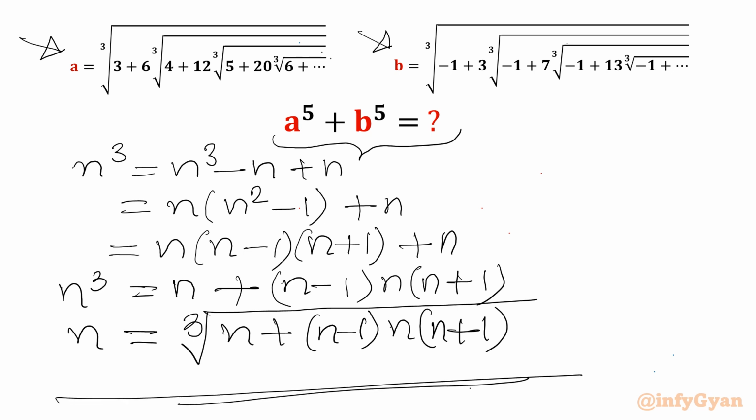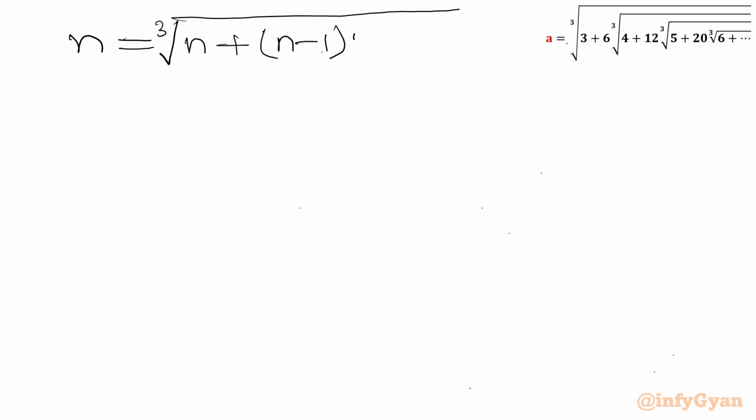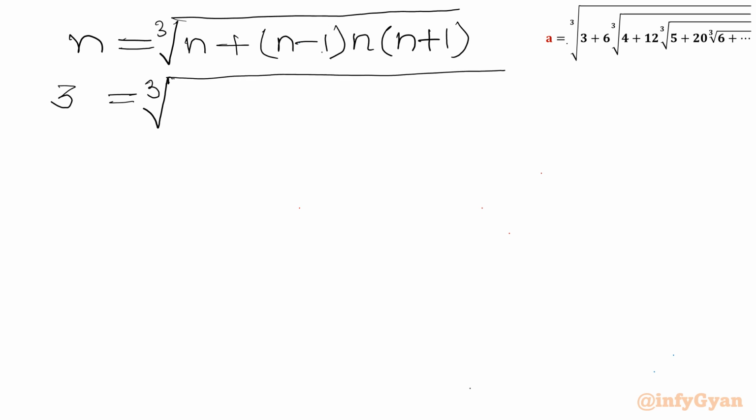Let us apply this formula to find out a. So I can write the formula first: cube root of n plus n minus 1 times n plus 1. Now I will apply n equal to 3 and see what will come out. 3 equal to cube root of n, where n is 3. So here I will be writing 3 plus 3 minus 1, which is 2, times 3 plus 1, 4.